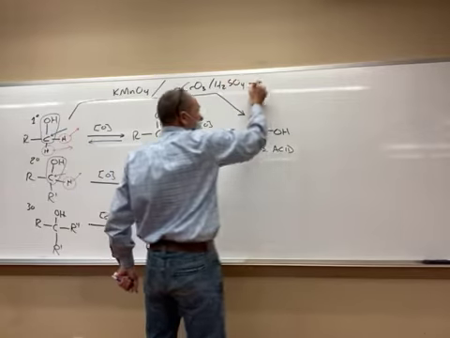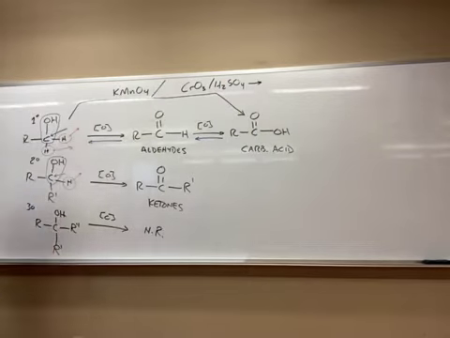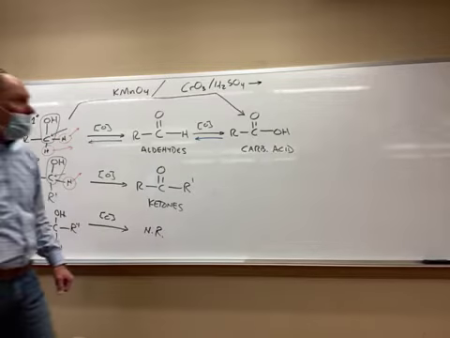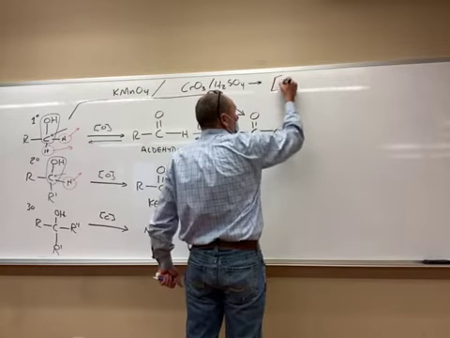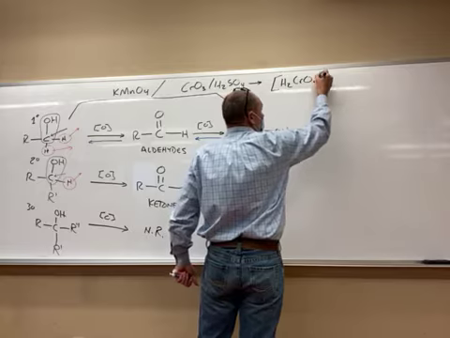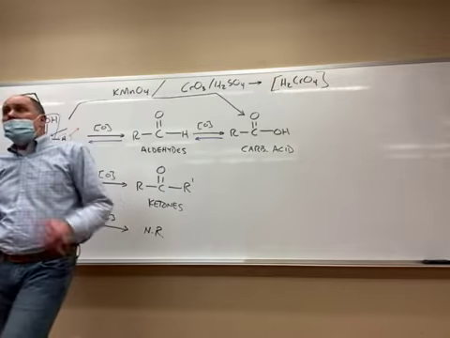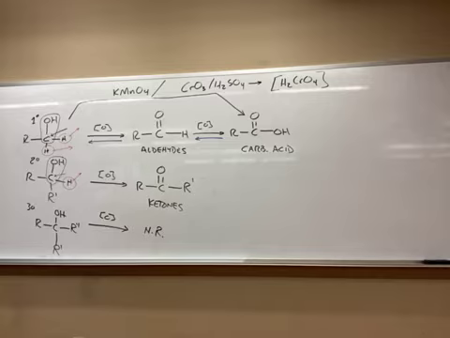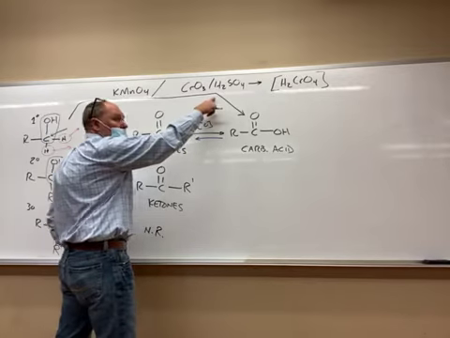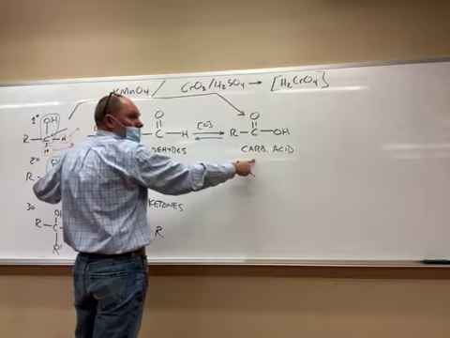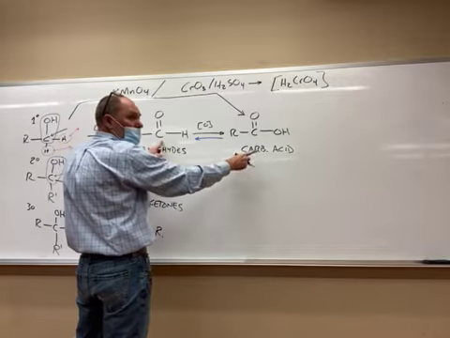When you put chromium trioxide, or chromium 6 oxide, in with sulfuric acid or even acetic acid, it makes H2CrO4, this chromic acid. And that is a very strong, very aggressive oxidizing agent. So that tells me potassium permanganate and chromic acid will oxidize a primary alcohol to a carboxylic acid. They will also oxidize an aldehyde to a carboxylic acid.